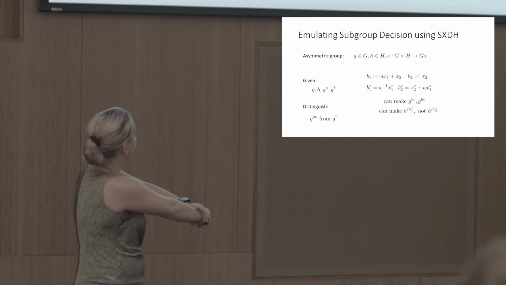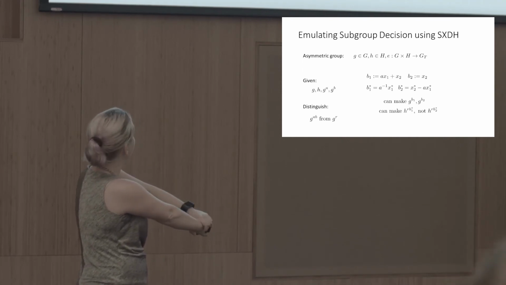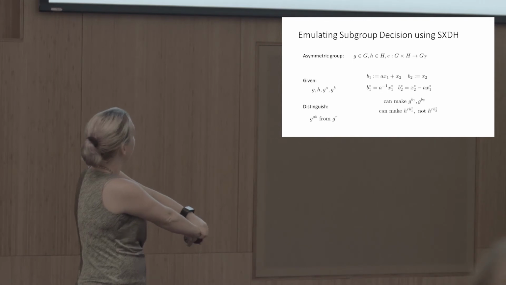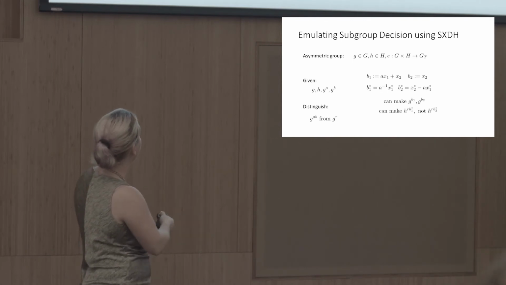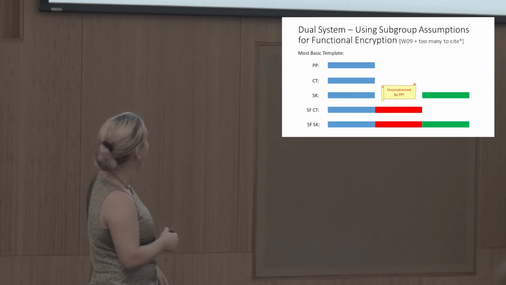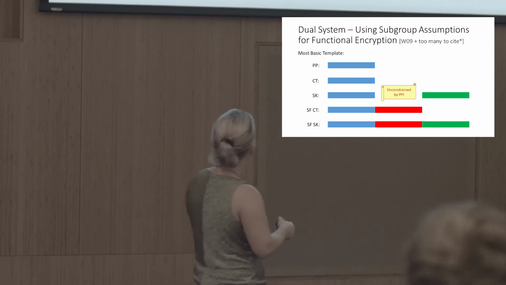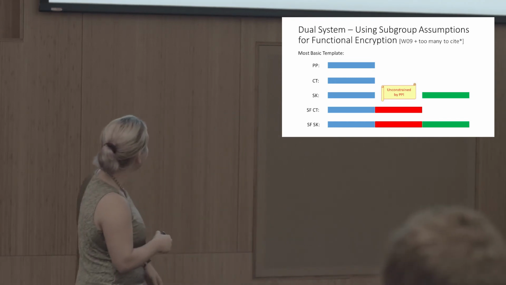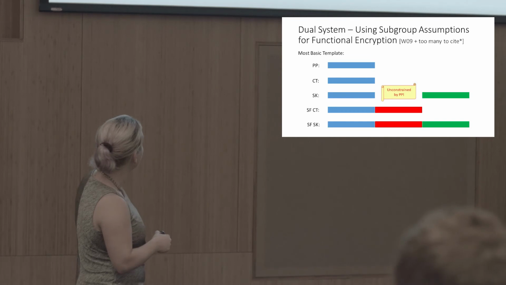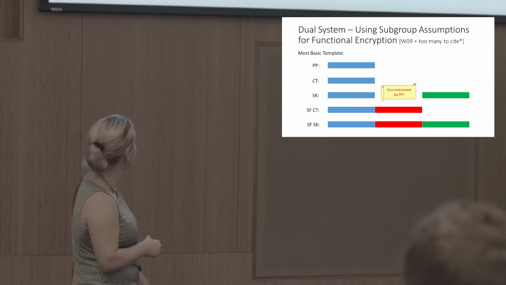So just to show you how these things end up being used in proofs for systems: let's say we're going to try to do a dual system proof for some kind of identity-based encryption or attribute-based encryption scheme. Then the way we usually do this is we put the public parameters in the blue space, and the ciphertext is generated from the public parameters, so it's also in the blue space.